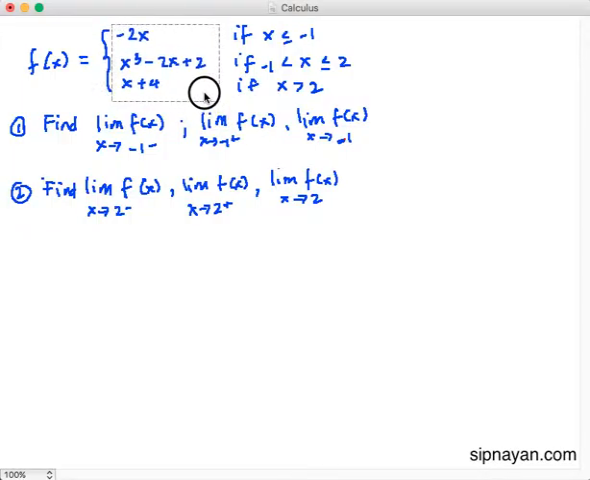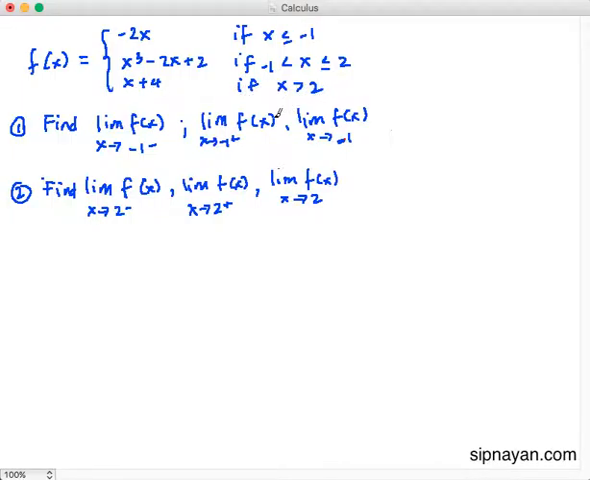So, here we have a piecewise function. It has three pieces, three subfunctions. We have negative 2x if x is less than or equal to negative 1. We have x cubed minus 2x plus 2 if x is greater than negative 1 but less than or equal to 2. And x plus 4 if x is greater than 2.